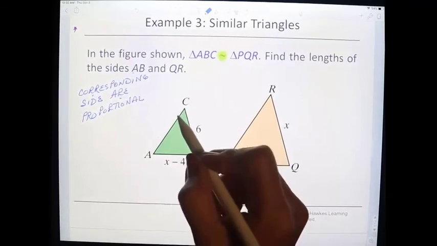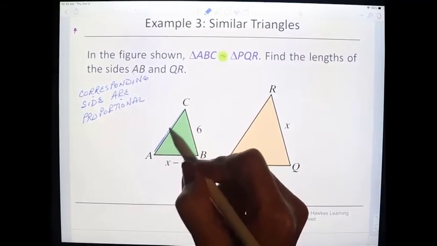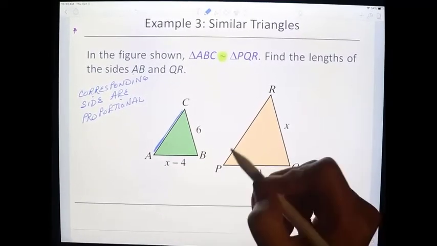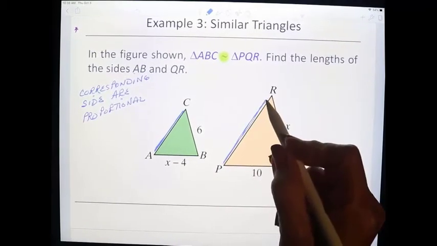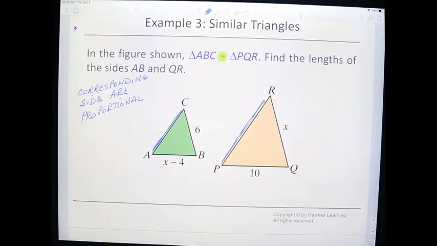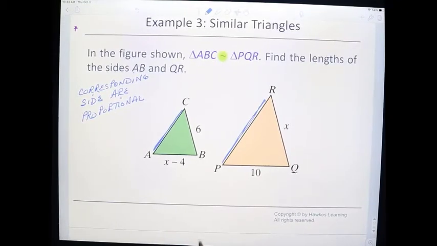So let's take a quick look. This side AC corresponds to the similar triangle side PR. So the sides are not the same length, but they are proportional to each other.